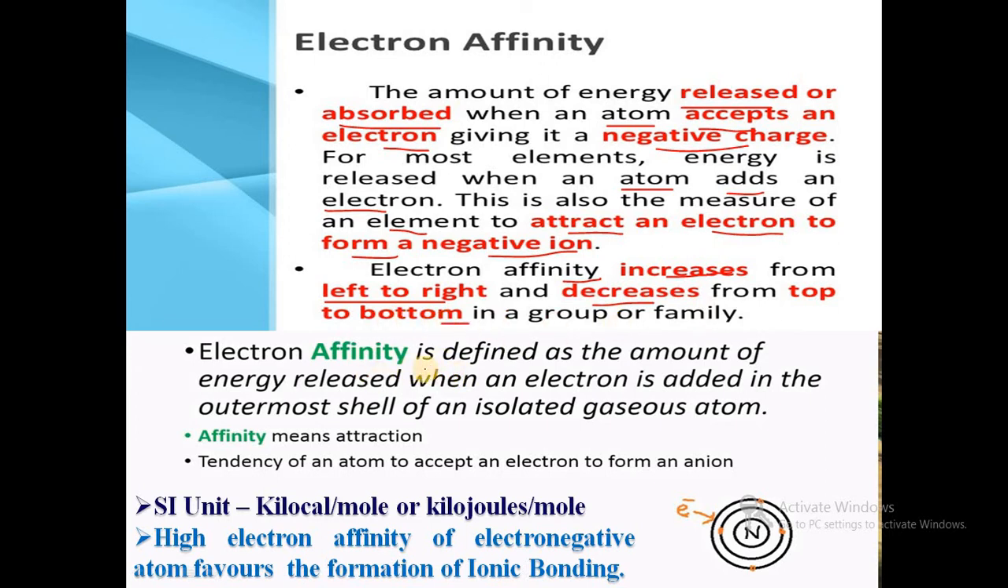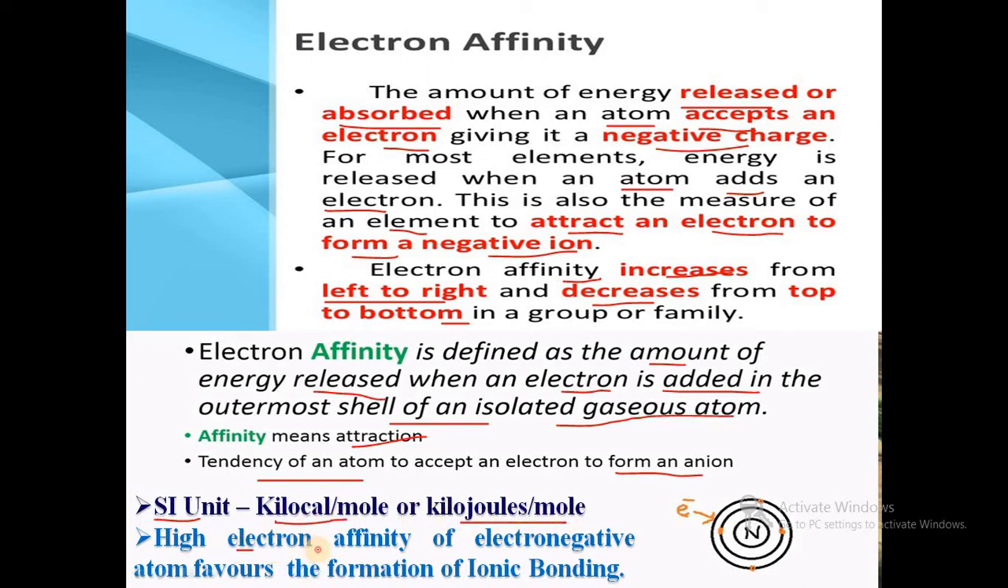So electron affinity is simply defined as the amount of energy released when an electron is added to the outermost shell of an isolated gaseous atom. Here, affinity simply means attraction, the tendency of an atom to accept an electron to form an anion, and the SI unit is similar to ionization energy, that is, kilocalorie per mole or kilojoules per mole.